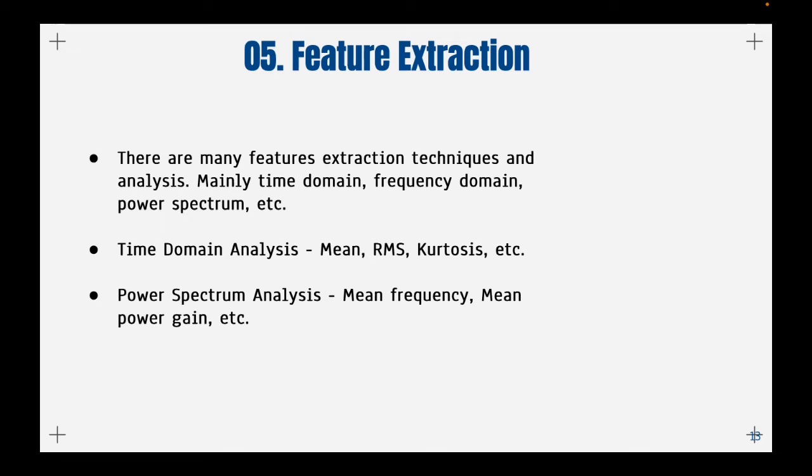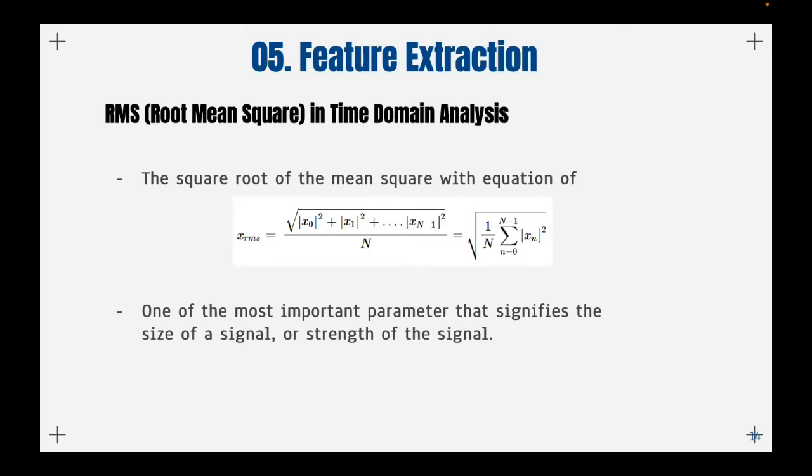We will go through the features in our study first, with RMS, or root mean square, in the time domain analysis. In time domain analysis, the amplitude is shown on the y-axis and time on the x-axis. The RMS is the square root of the mean square, with the equation shown in the slide. RMS is one of the most important parameters that signifies the size or strength of a signal, which is proportional to the amplitude.